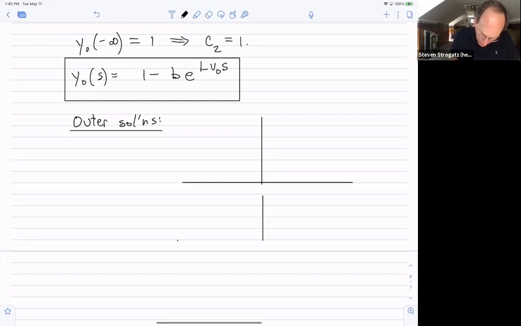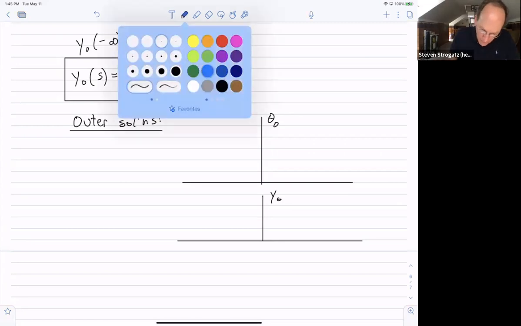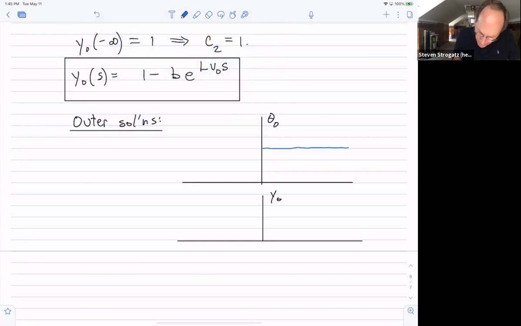Let's do one for theta and one for y. Actually, I'll just go at lowest order. So theta zero, y zero. What we've shown so far is that we have theta zero, that's one over here. And on this side, it's doing A e to the V0 s, something exponentially decaying like that.